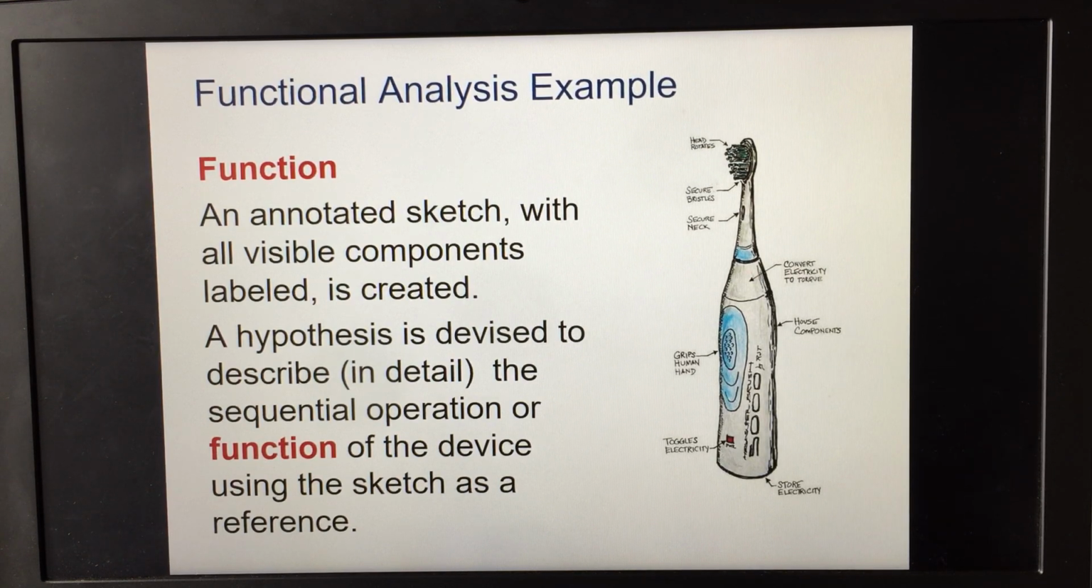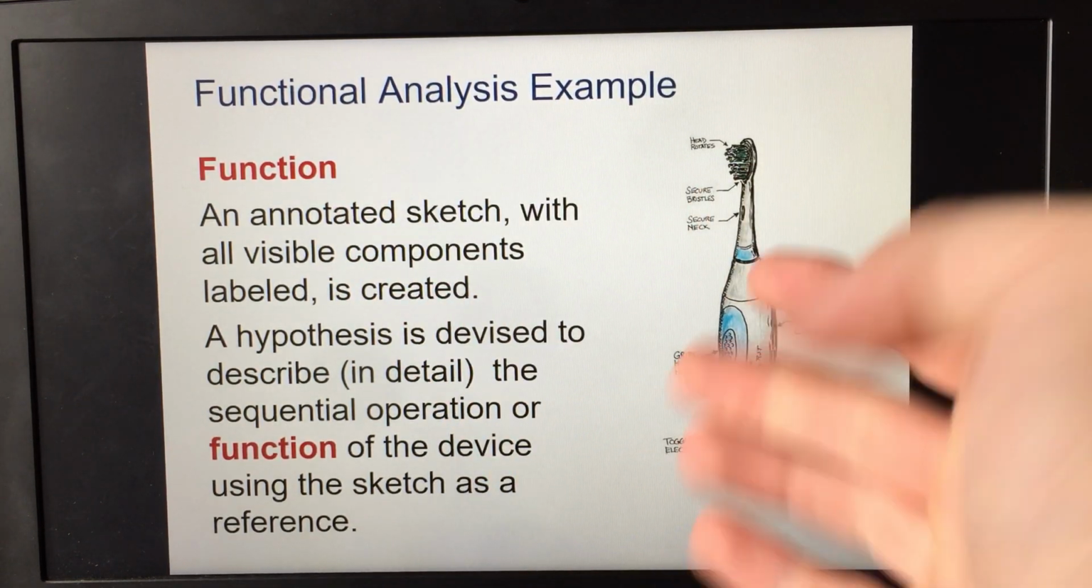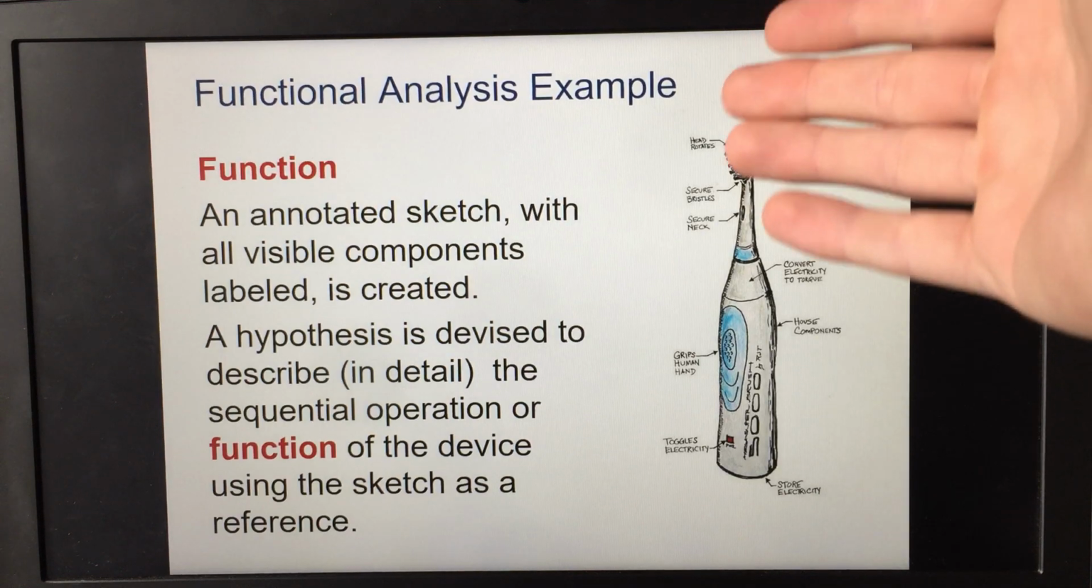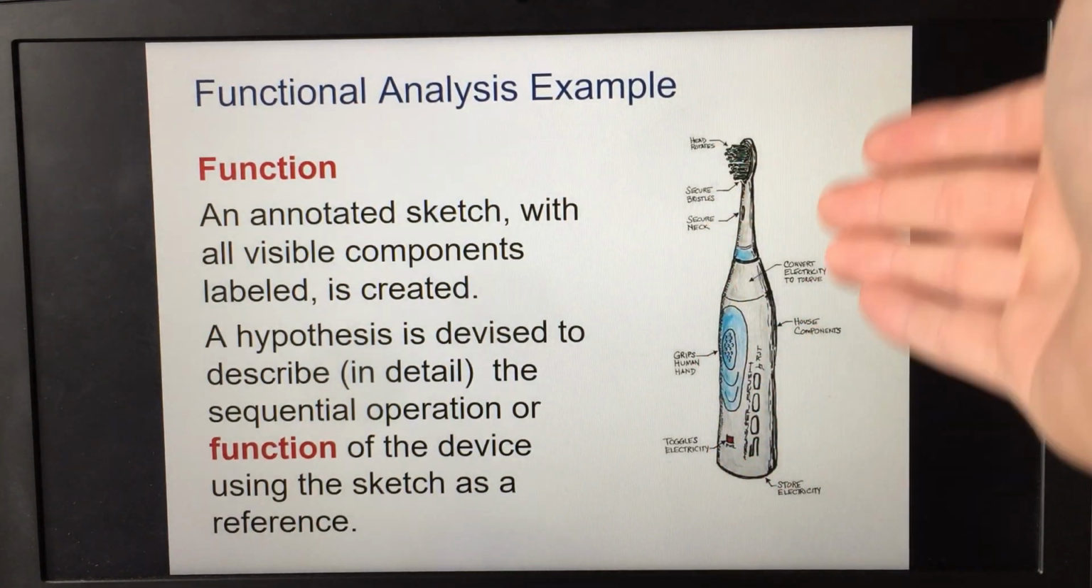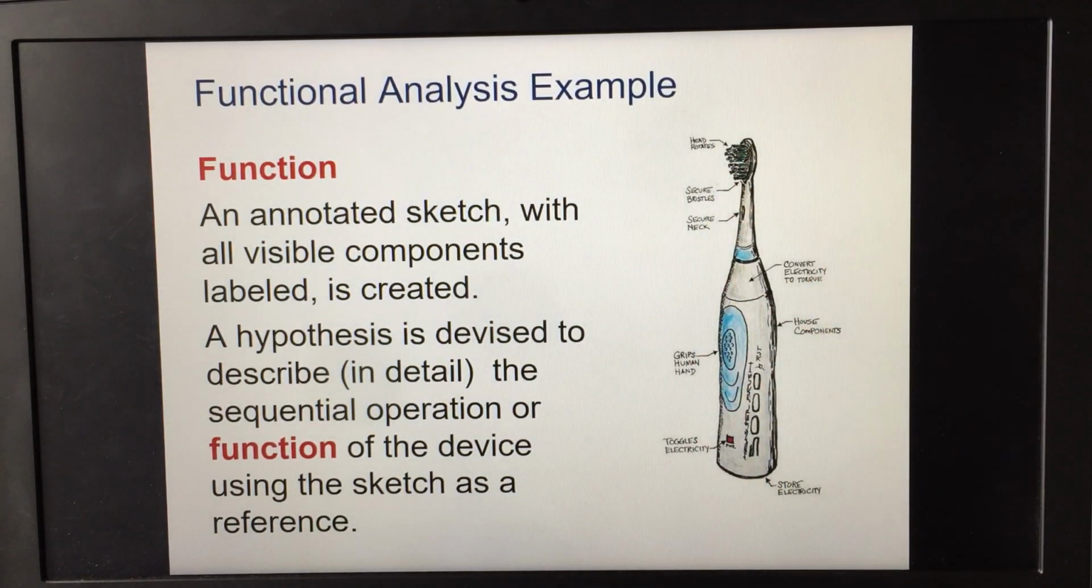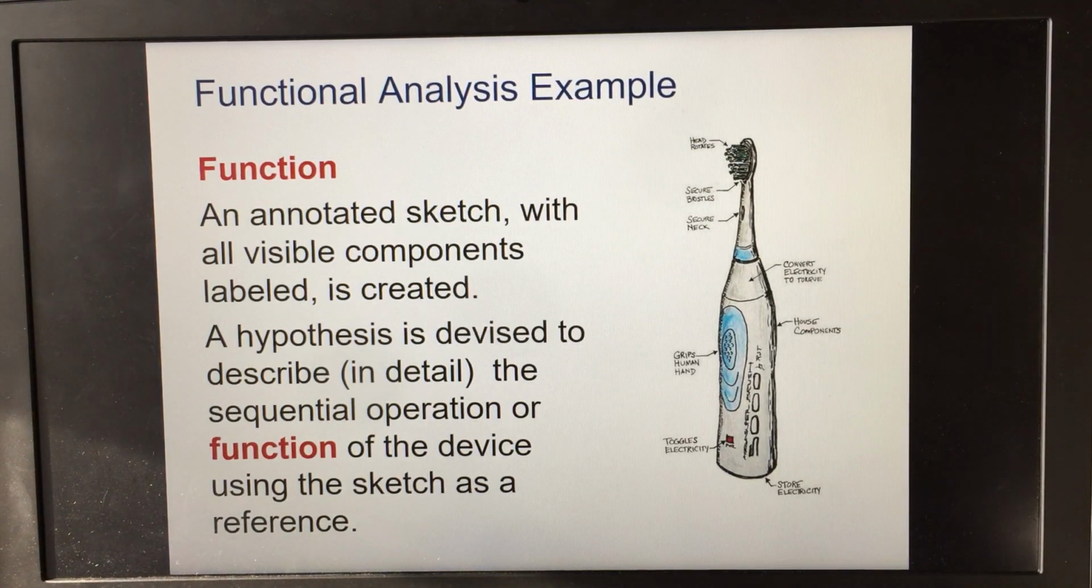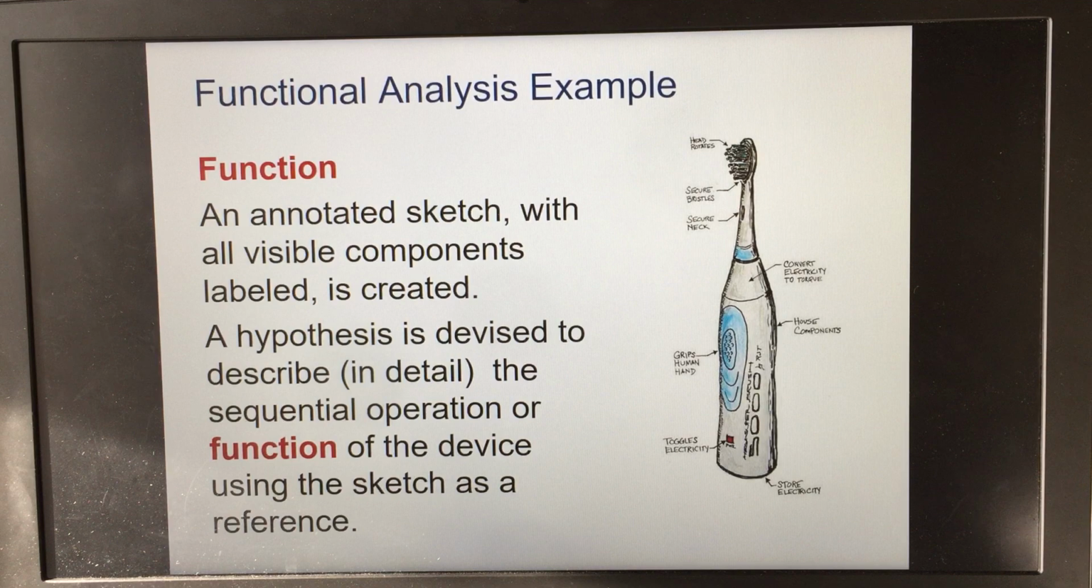The next part is to provide an annotated isometric sketch. Here's our isometric sketch. It is nicely detailed, it is labeled, and that is what I would expect from you as well. You show the physical components labeled, and then a hypothesis is devised to describe the sequential operation or function of the device. So maybe you can't see everything inside, so here's the guessing, the hypothesis part.